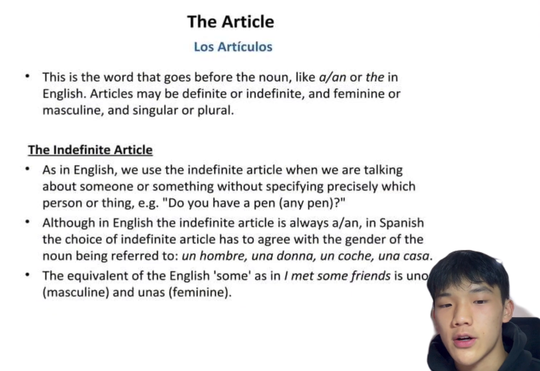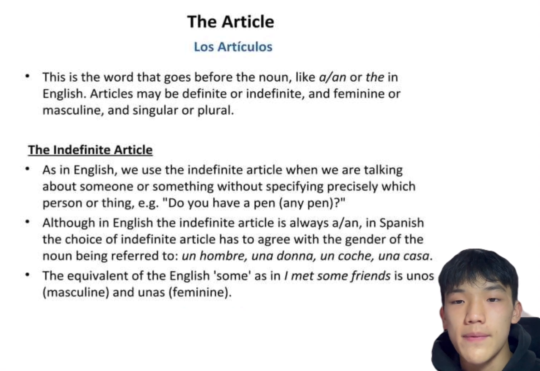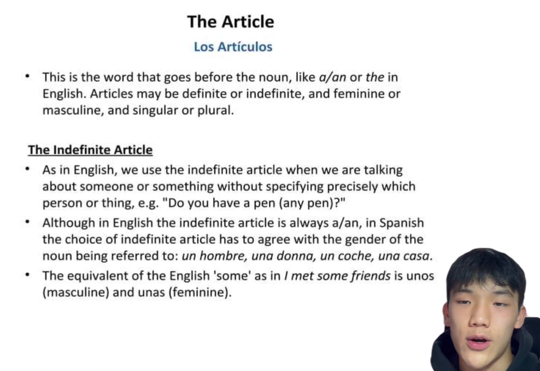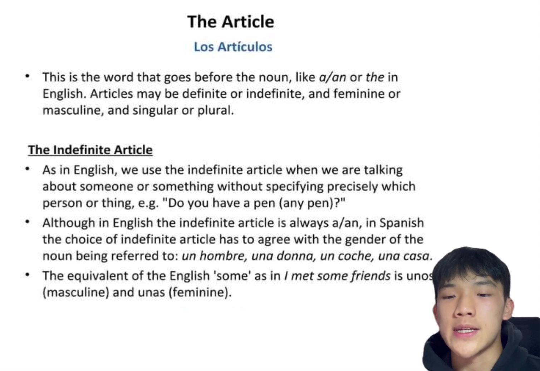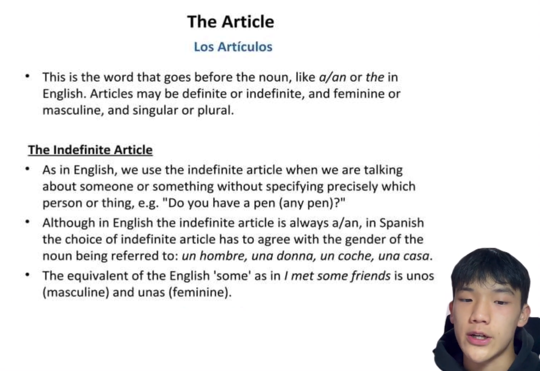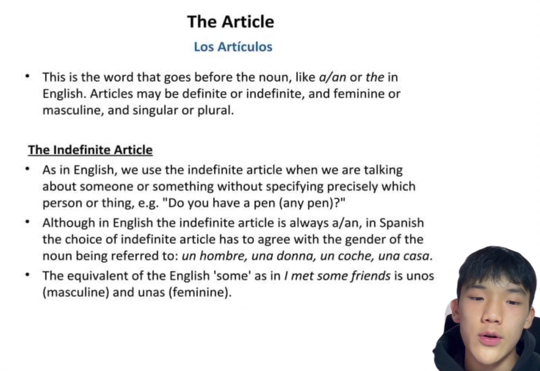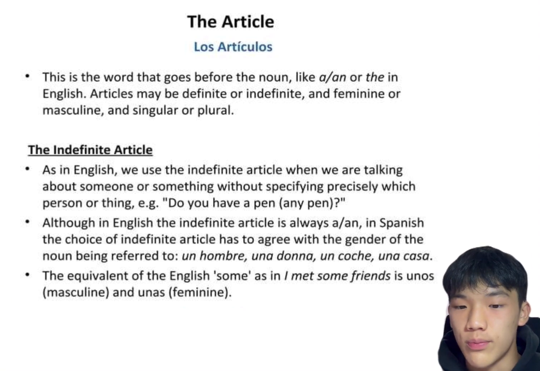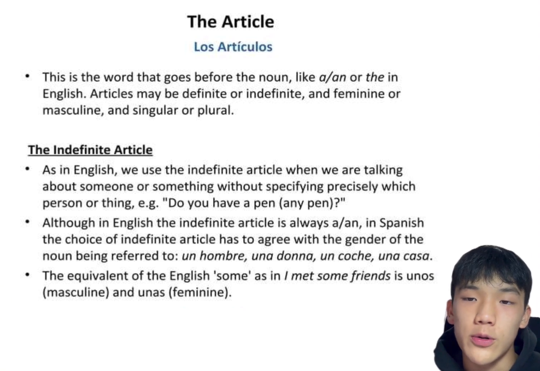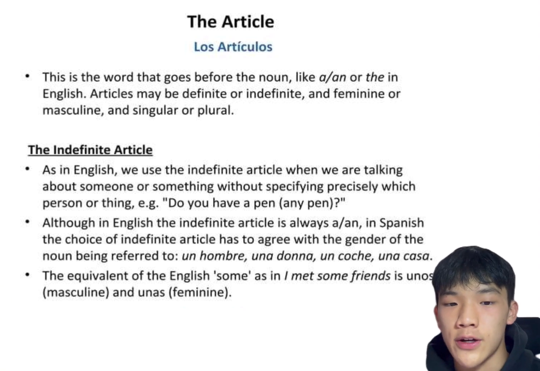So let's move on to the articles, los artículos. This is the word that goes before the noun, like a, an, or the in English. Articles can be definite or indefinite, as we'll explain later, and depending on whether they're feminine or masculine, and singular or plural, that will define how we are able to use grammar to talk about these nouns. So let's first move on to the indefinite article.